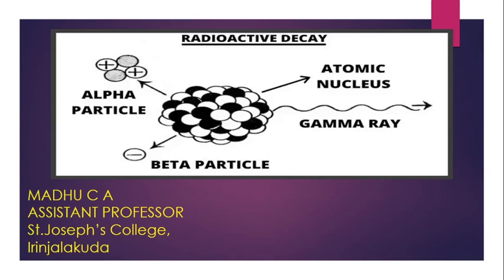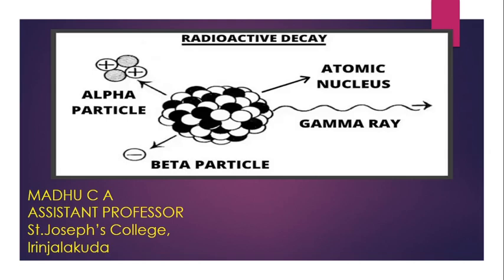Good morning. In the last class we had discussed radioactivity. That is, radioactivity is the process in which unstable nuclei decay into lighter nuclei with the emission of alpha, beta or gamma rays. Now, in this session we are going to study in detail the different radioactive decay modes. So today our topic of discussion is radioactive decay modes.